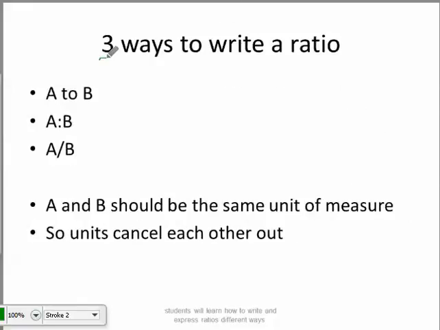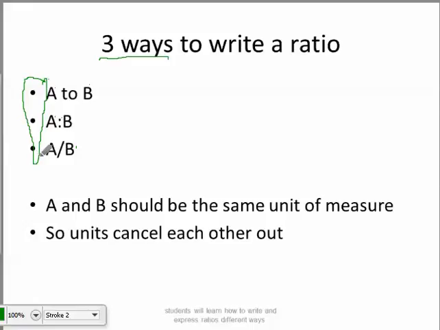There are three ways to write ratios. You can see it written in any of these three ways. You could say A to B, you could say A semicolon B, you could say A divided by B. Any one of these three is a valid way to write a ratio. I say valid way because you will see all three of these on test questions that you might encounter. So you need to be aware these are all valid ways of writing ratios.